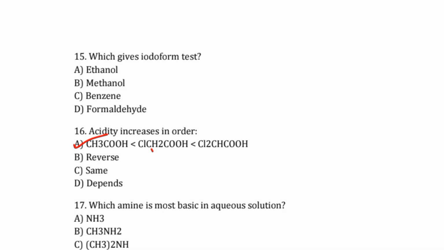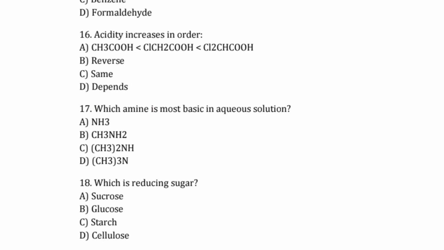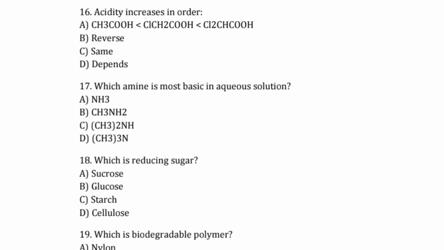Right, students. Next, coming to which amine is the most basic in aqueous solution. Amines have a highly basic character. Greater the number of electron donating groups, greater is its basic character. So it is C, because the two CH3 groups are present which show the +I effect, so they increase the electron density on nitrogen, which makes it more basic.